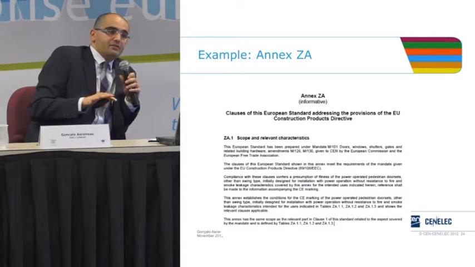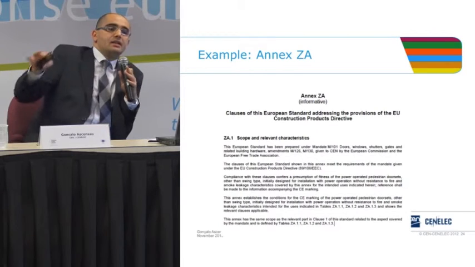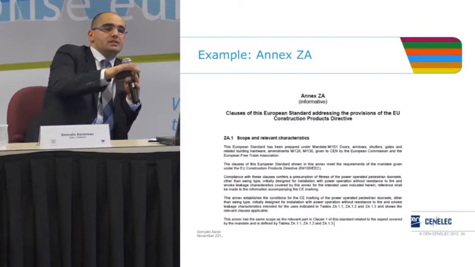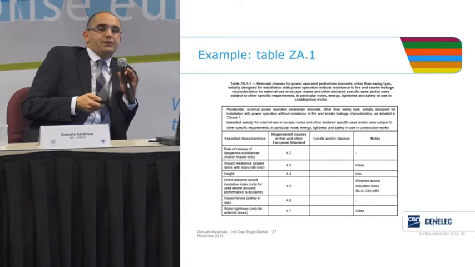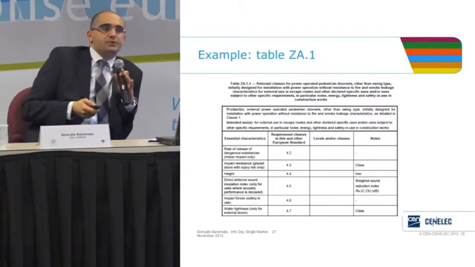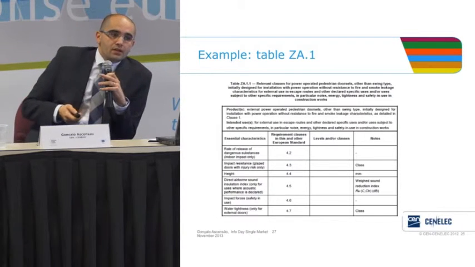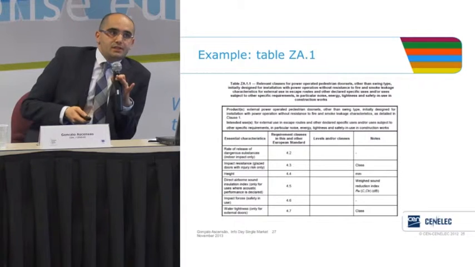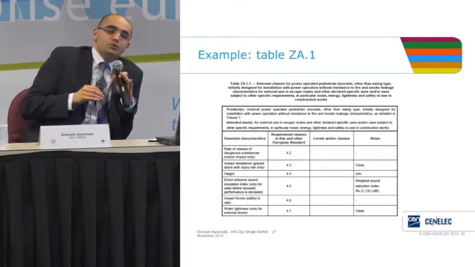The Annex ZA for a construction product comes with the introduction, making the link of the product with the mandate. So usually this is the first part of the Annex ZA. The first and one of the most important tables in the Annex ZA is table ZA1, where you identify which are the essential characteristics that the standard is addressing for each intended use.